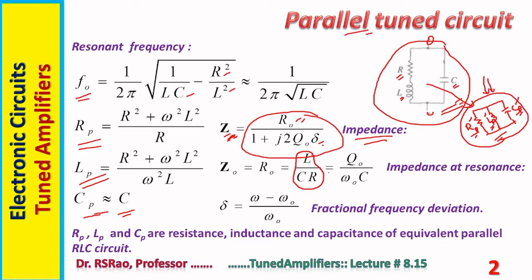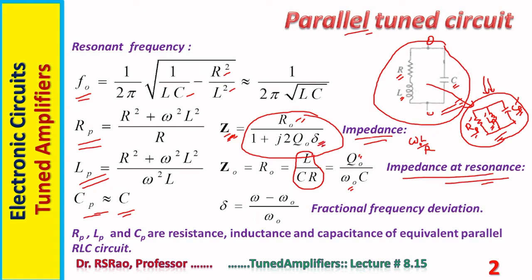Of course, L by CR is equal to Q naught by omega naught C. What is Q naught? Q is omega L by R. Q naught is omega naught L by R. Q naught is Q at resonant frequency. Omega naught is 2 pi f naught, angular resonant frequency. Q naught by omega naught C is R naught or Z naught. It is impedance at resonance.